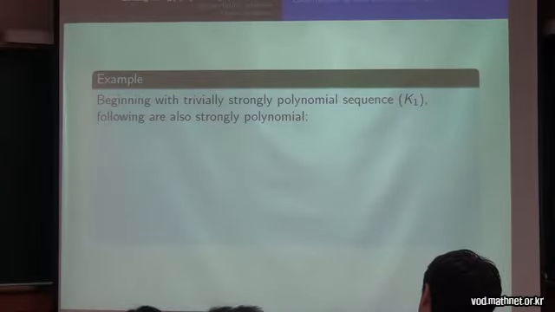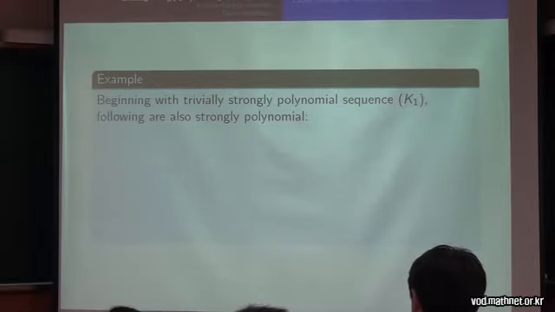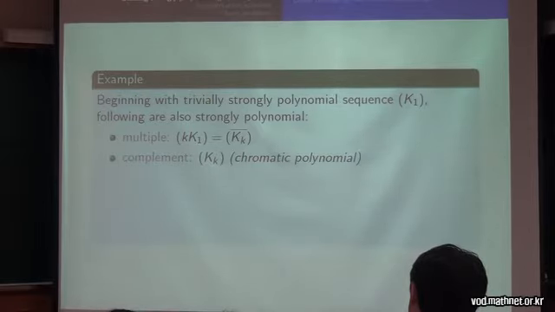But just to illustrate the sort of thing we were trying to do in this paper, let's build the examples we've seen, starting from something that is trivially strongly polynomial, the constant sequence, K1. So g to K1 is either 0 if it's got an edge, or 1 if it's an independent set of vertices. So it's a constant polynomial. So you start with that, and you can take a multiple of it. You can take the complement, then you get the chromatic. You can add the loops, you get the Tutte.